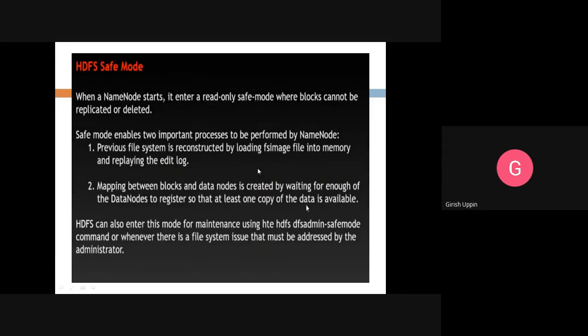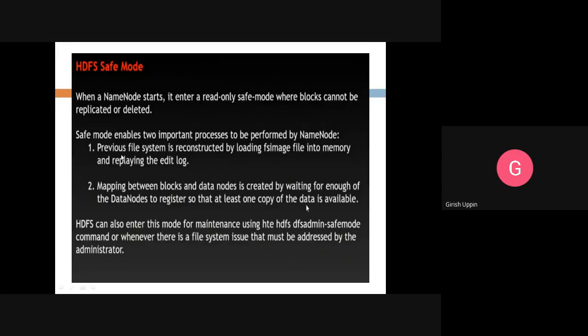During the read-only mode, or the safe mode, there are some important processes carried out by the name node. Number one, the previous file system is reconstructed by loading the fs image file into memory and replaying the edit log. I told you, whenever the name node starts, it will get into safe mode, that is read-only mode. No changes are allowed.